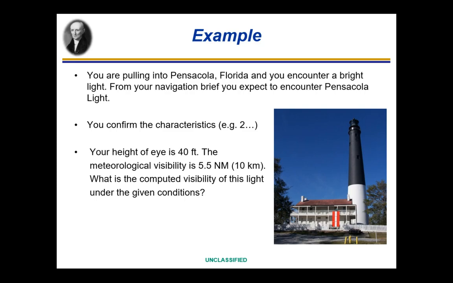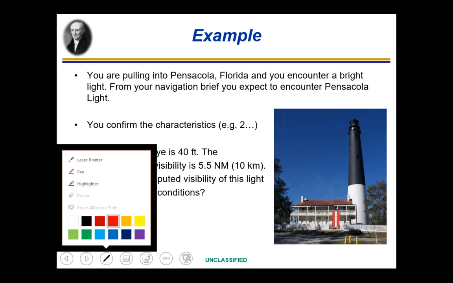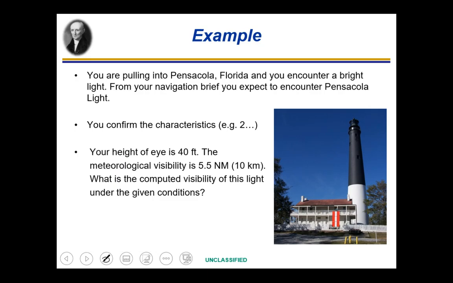So thinking back again, remember, we need those 4 bits of data. We need the height of the light. We need the height of eye of the ship. We need meteorological visibility and luminous range. So height of eye is 40 feet. That's the height of eye of the ship. So good on that one. Meteorological visibility is 5.5. So MV is 5.5. Now what do we need? We need the height of that light, and we need the nominal range of that light.